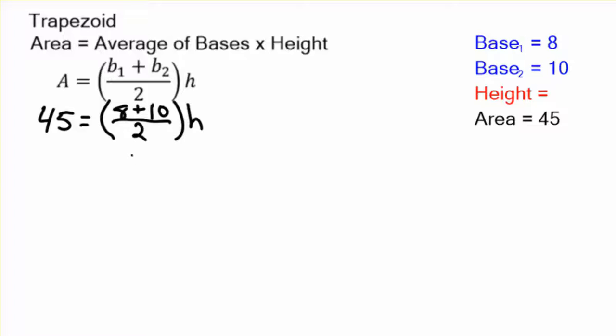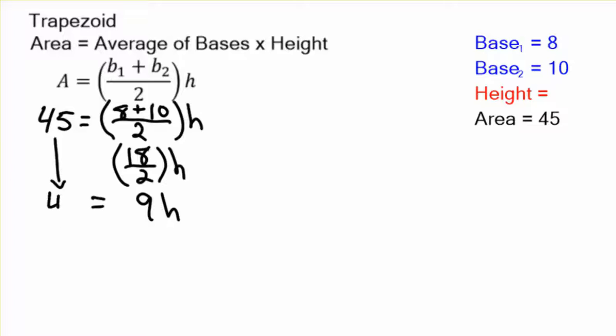Well, this one's relatively simple. You simplify the right side first. Go ahead and do 8 plus 10, 18. Divide that by 2, and that gives you 9. That makes it much simpler. All you have to do now is divide both sides by the 9, and you're going to get 5.